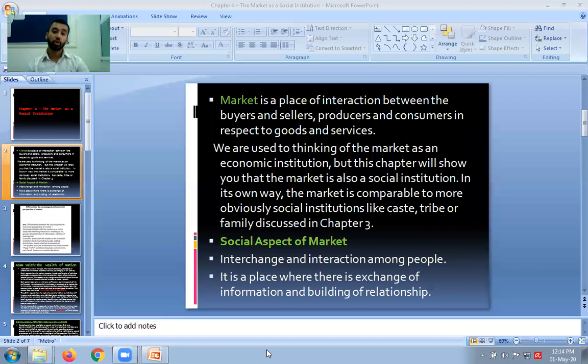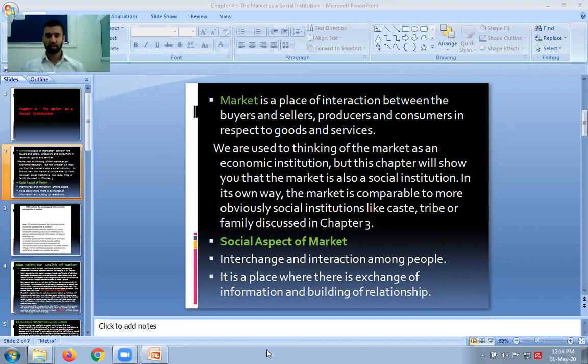All right. So what I was telling you, the goods and services, right? I'm sure you've got the idea of goods and services. So in the market, we get goods as well as services. This is what the market is all about, right? Producers, consumers, buyers and sellers are there in the market. Isn't it like that? Okay. We are used to thinking of the market as an economic institution. Look, we have a habit to see or observe the market as an economic institution. That's it. We always think about the market in these particular terms, right?